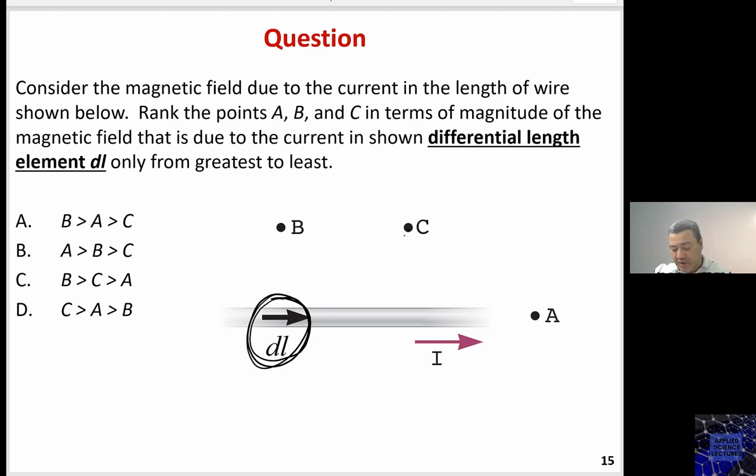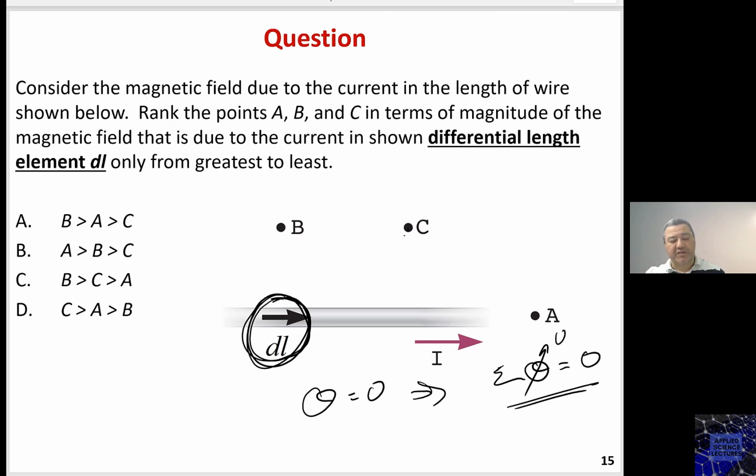Why is A 0? Because if I look at the differential element dl, and I look at the displacement vector, the angle between the displacement vector and the differential element, theta, is 0, which is going to result in a cross product of 0. Why? Because sine theta is 0, and this is going to result in a magnetic field being 0.